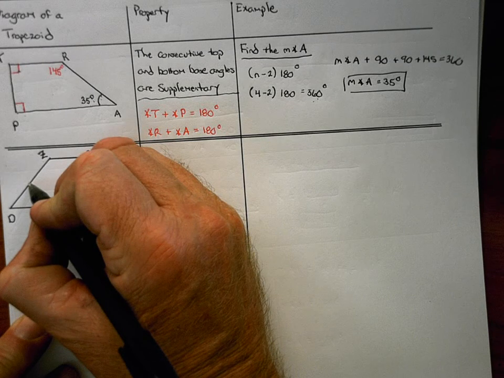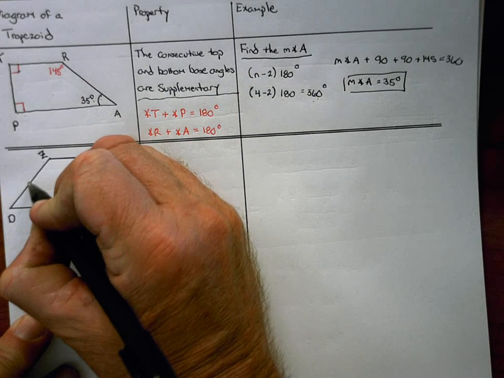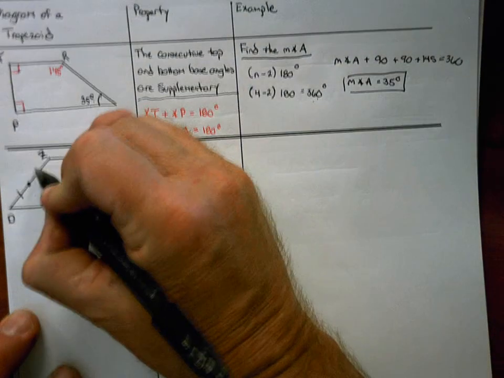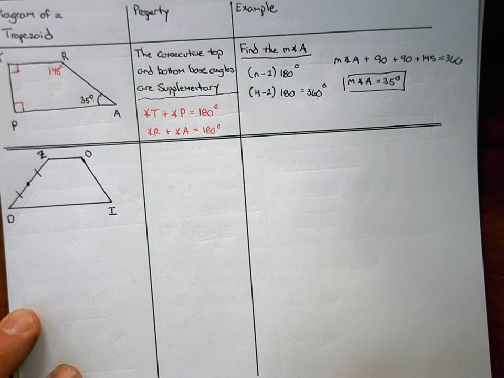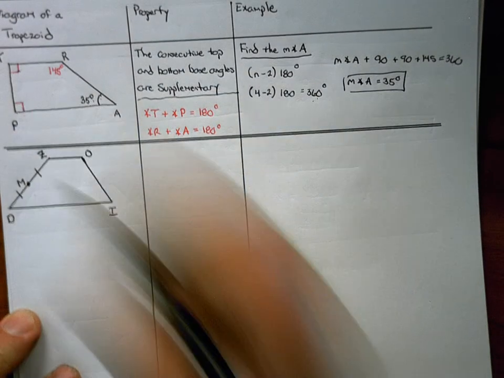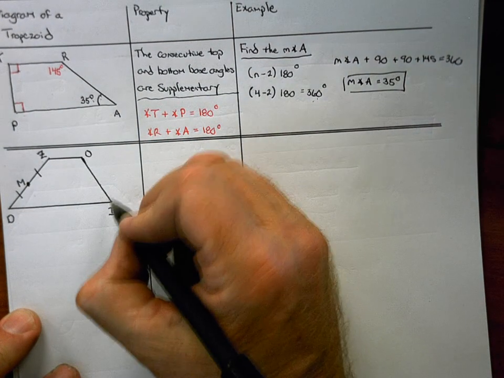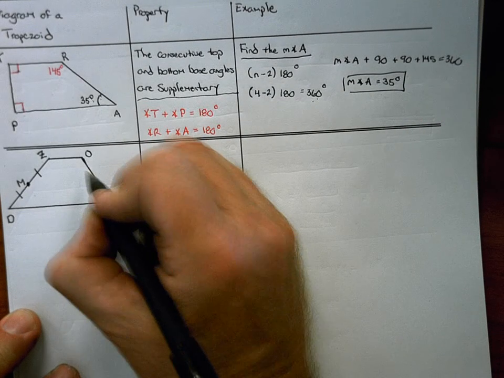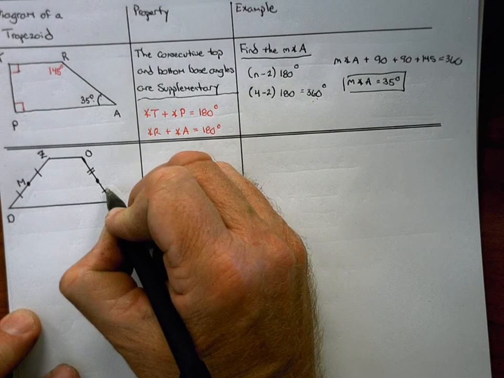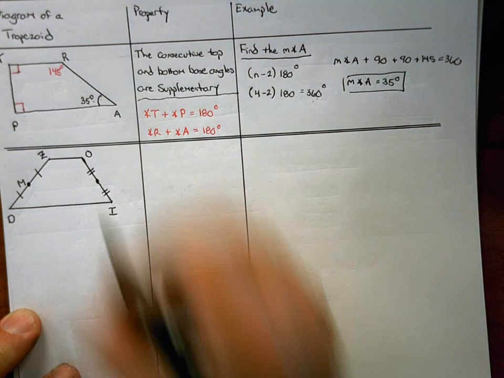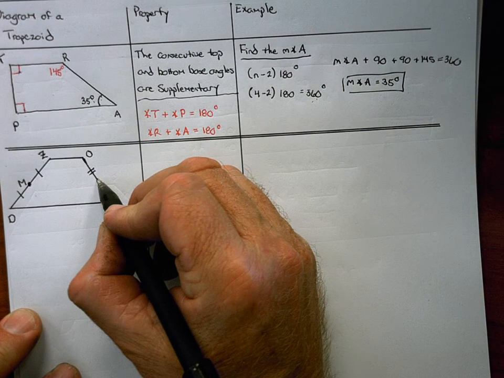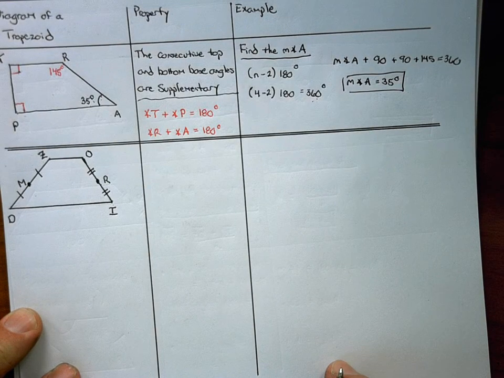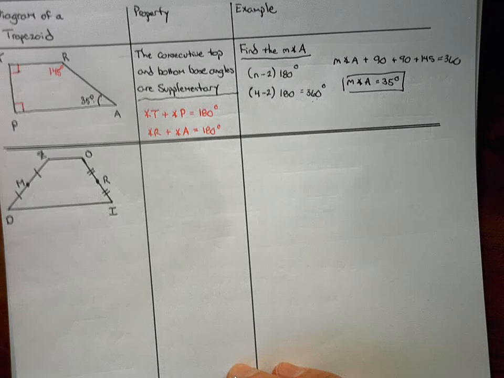But here's what I want you to do. I want you to go right in the middle, put a point right in the middle between D and Z. So that's called a midpoint, and put the congruent marks to show that that point is a midpoint. Let's call it M for midpoint. And then do the same thing, put a point as a midpoint between I and O, and put the congruent marks to show that it's right in the middle. And let's call that point R, because it's right in the middle. And then connect M to R.